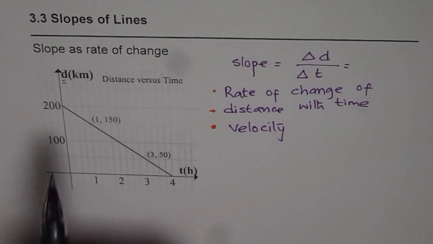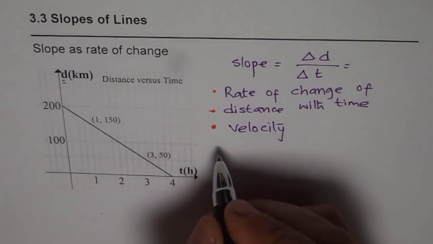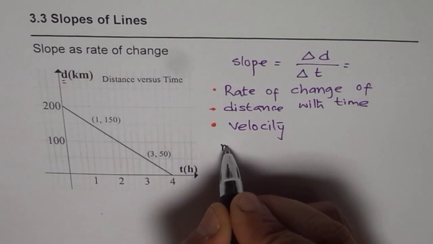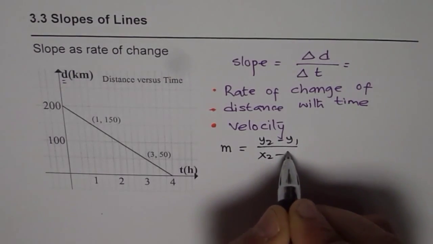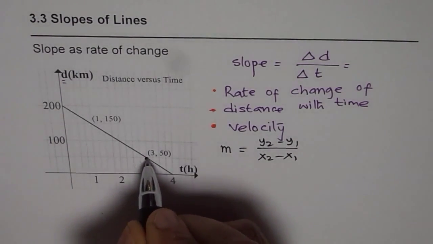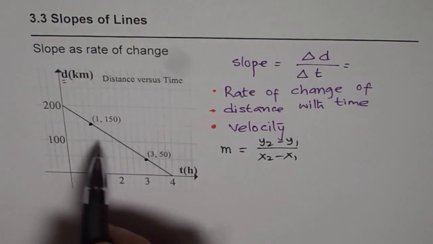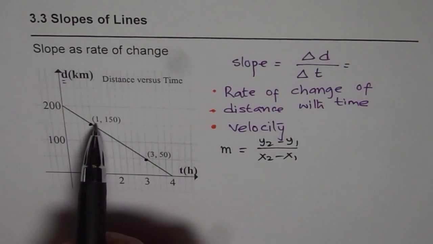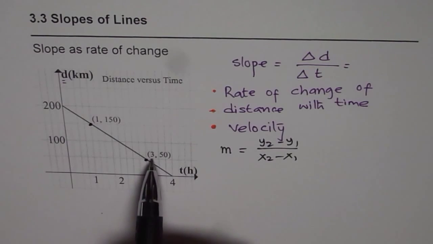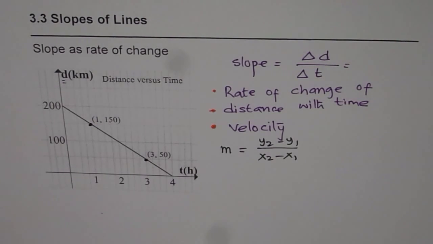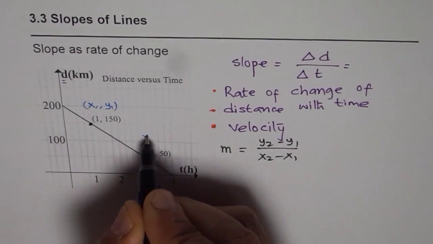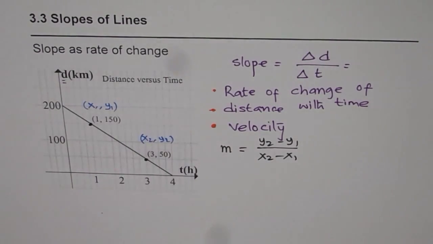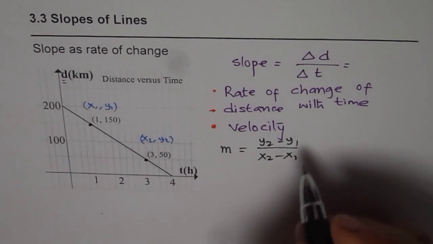So let's find the slope. Applying the slope formula, slope m is equal to y2 minus y1 divided by x2 minus x1, we can find the slope. So let's consider 2 points. Here we are already given 2 points, which are 1 and 150, and the other one is 3 and 50. We'll consider the first as x1, y1, and the other point as x2, y2, correct?